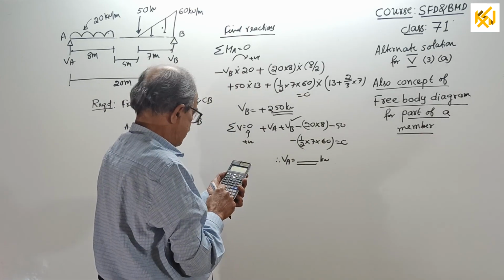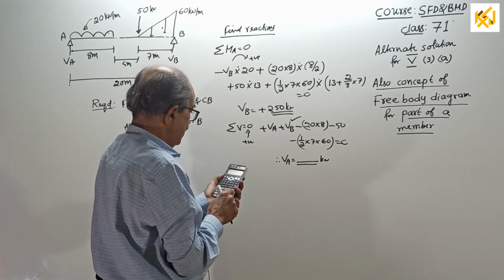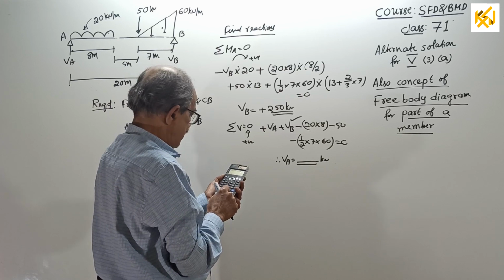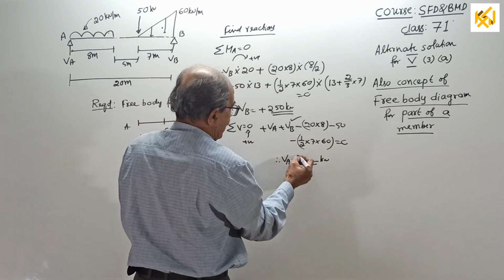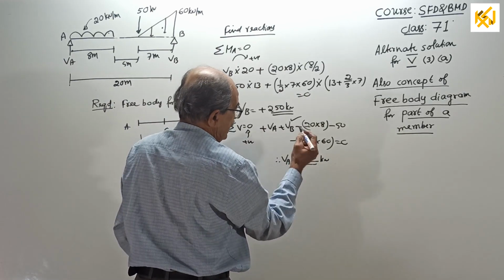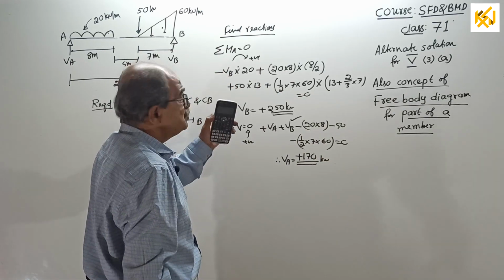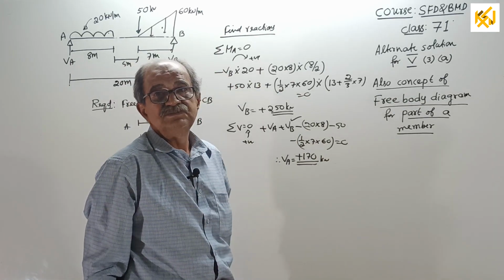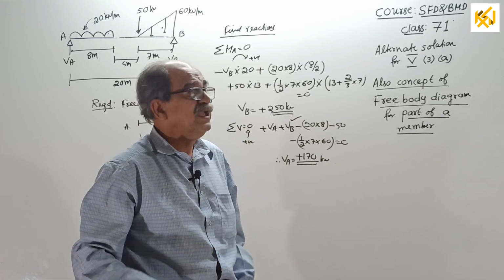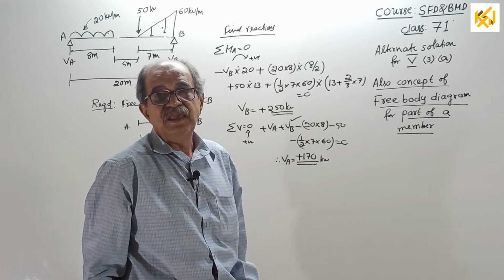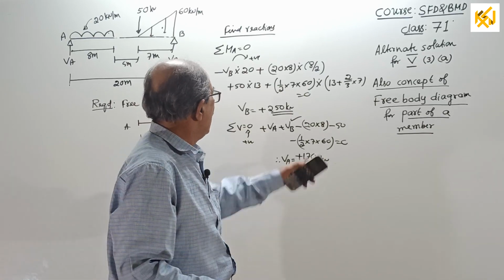VA in kilonewton is whatever we got, minus 160 minus 50 minus 60 into 3.5, which is 170. Now, suppose there is a mistake in the reaction. When I complete the free body, the answer will not tally. Therefore, usually I have confidence.